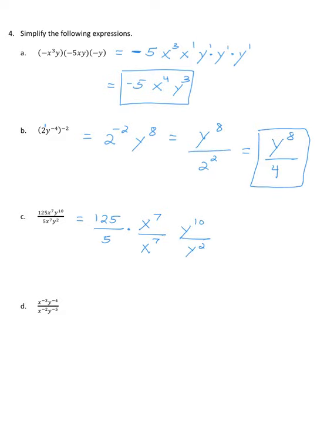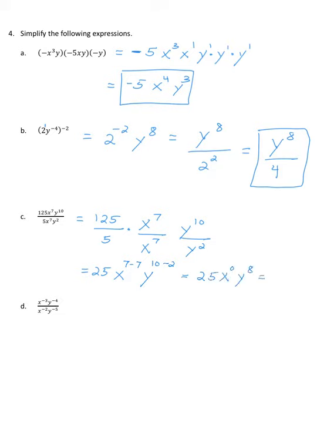And start by looking at 125 over 5. Well, 5 goes into 125 25 times. And for the remaining pieces, I have a property of exponents that says, if we divide like bases, we subtract the exponents. So you have 7 minus 7, as well as 10 minus 2. It looks like the answer is 25 x to the 0, y to the 8.